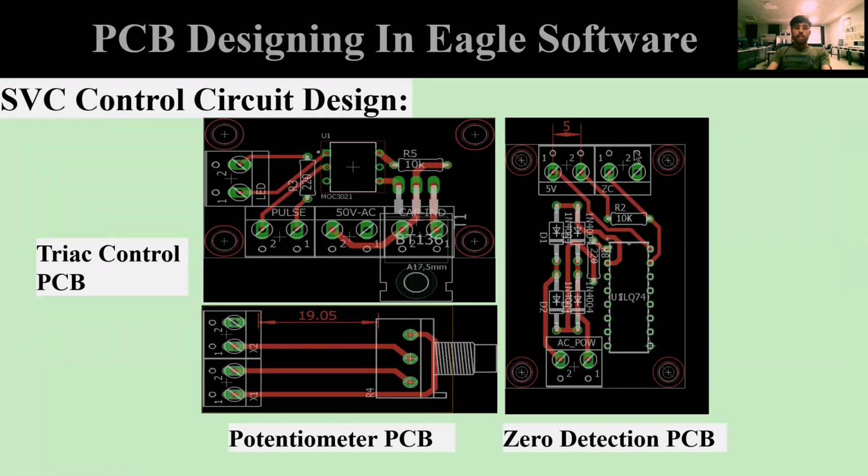After going through the low voltage testing, we decided to move toward designing the PCB circuit for our proposed circuit. As we were satisfied with our results, we went through the PCB design. This is the PCB circuit diagram for the potentiometer PCB, zero detection PCB, and triac control PCB. They have been designed in Eagle software, and we designed them separately so that we can easily find out the problem that is occurring in this circuit. So it will be flexible too.